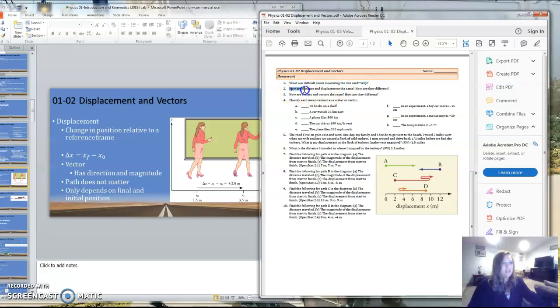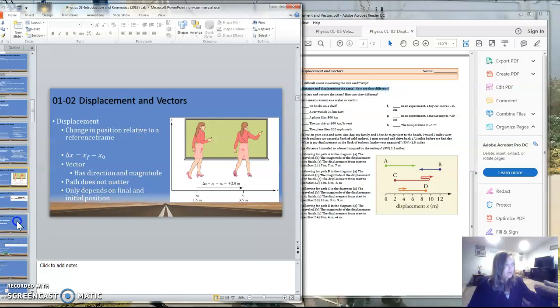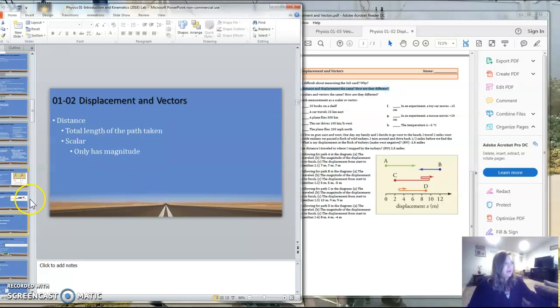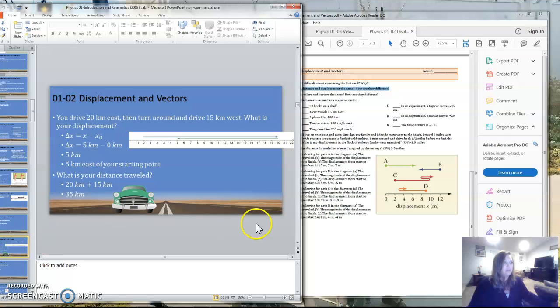But I do want you to answer how displacement and distance are the same and are different. We did go over that in the slides, but I imagine that your substitute teacher wasn't able to go into that in detail. Just know distance is the total length of the path taken, and distance is scalar. It only has magnitude, whereas displacement is a vector and it has direction, okay? So that should help you get through that first one.